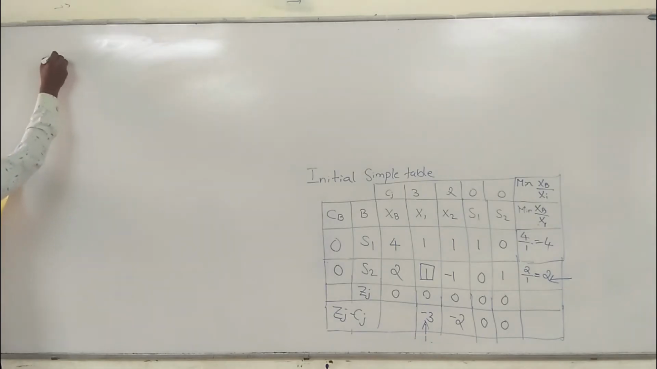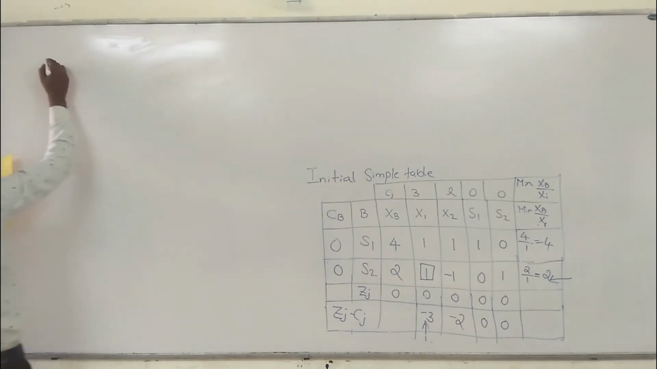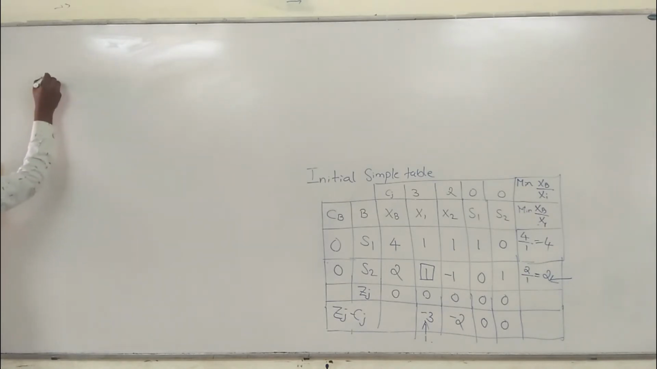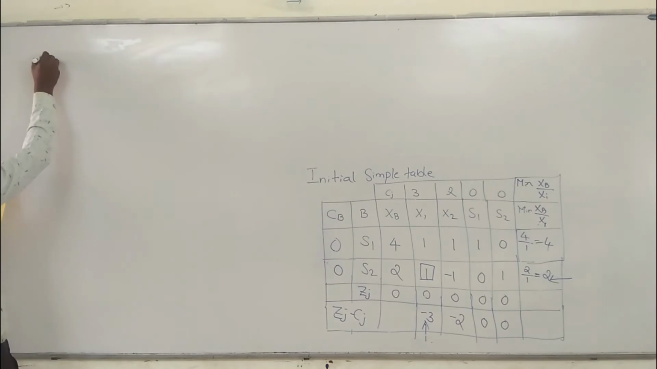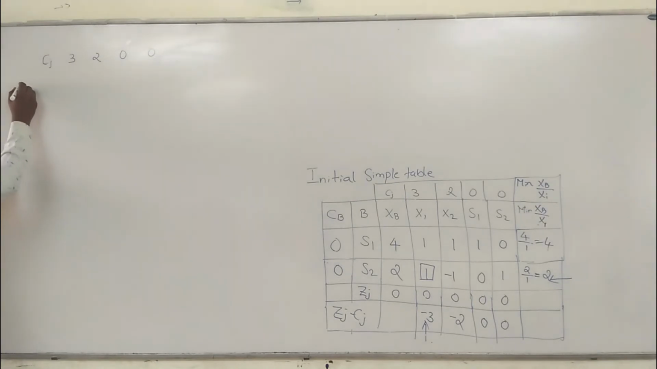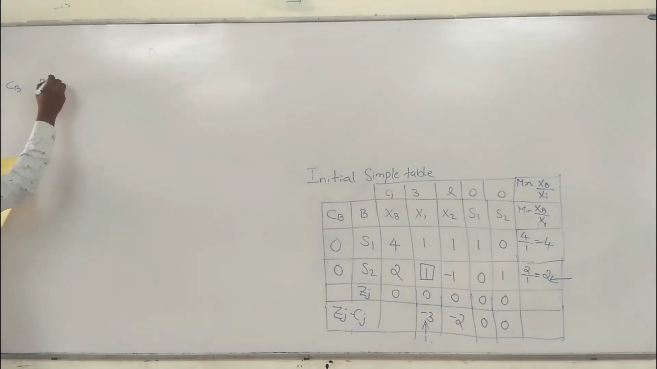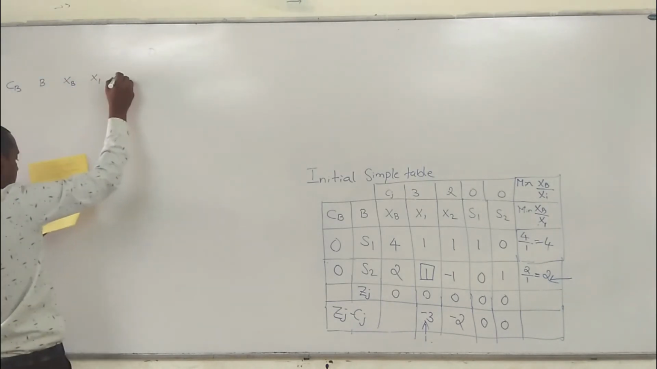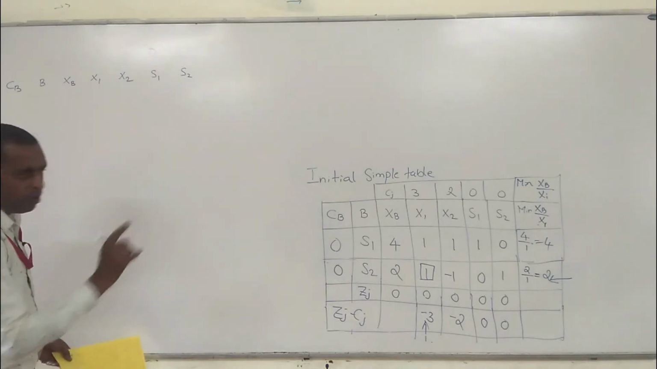Fine. So let me write Cj here. What is Cj? Cj is 3, 2, 0 and 0. Fine. Then comes the next: Cb, B, Xb, X1, X2, S1 and S2. So I have written. So let me draw the same table here. Fine.